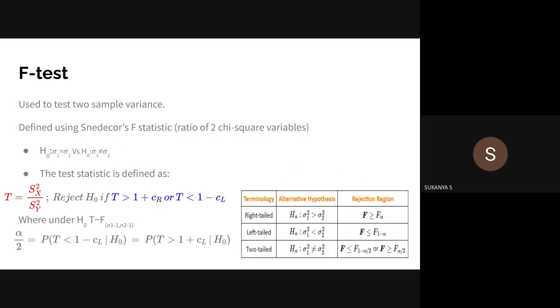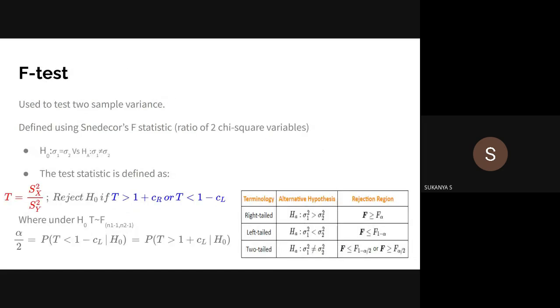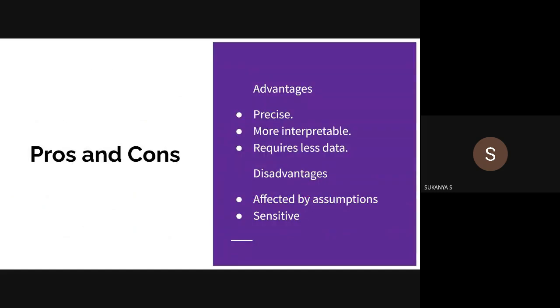But since f is not symmetrical, you reject if it is greater than your critical value or less than it. If it's on the left hand side, like on this side, you say if it is less than your critical value, you reject it. If it's on this side, you say if it's greater than your critical value, you would reject it. Okay, so that is it.